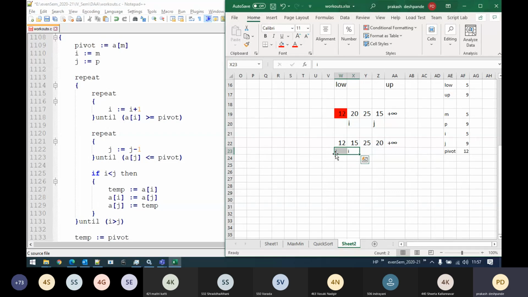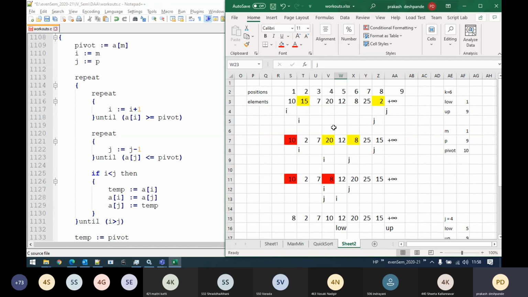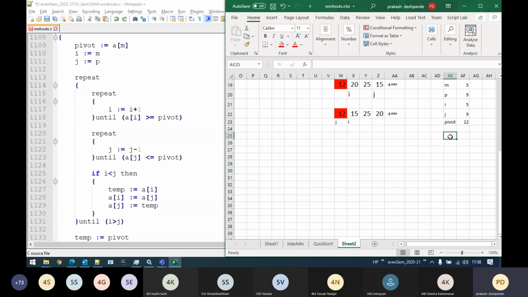Now, have i and j crossed each other? Yes, they have crossed. In this case, you can see pivot is also 12, j is also 12. Means the partition will happen over here itself. So you get on the left hand side only one element and on the right hand side these elements. And it returns the value of j. What is the value of j? It is 5. So now 5 is returned, so j equal to 5 will be returned.